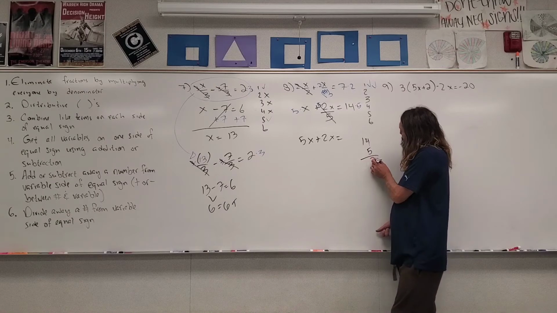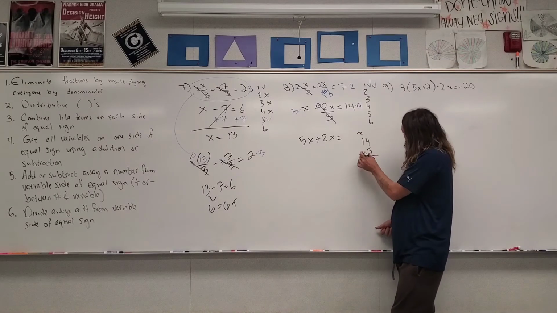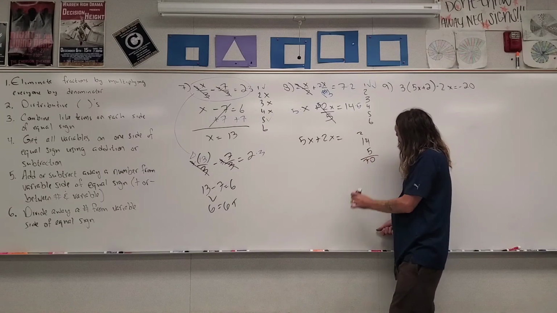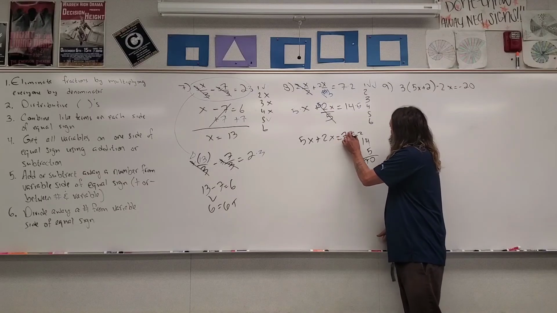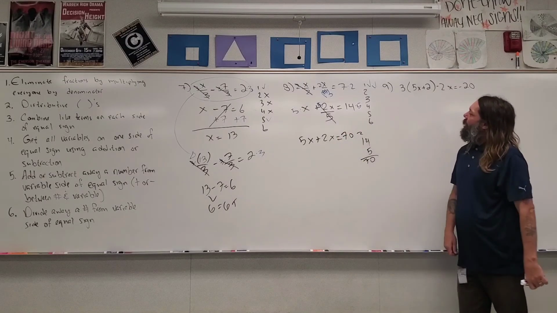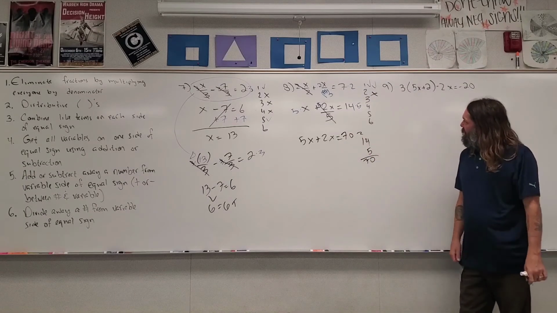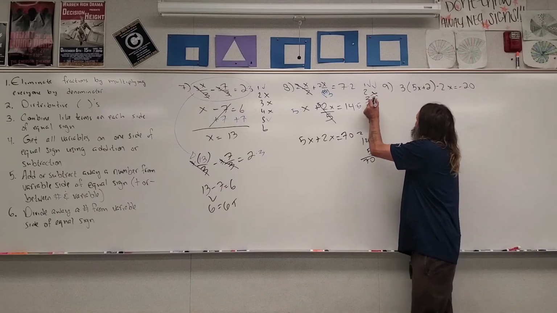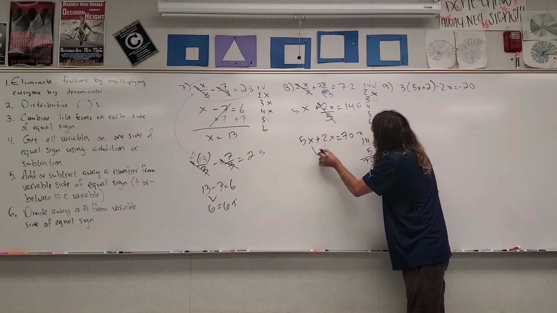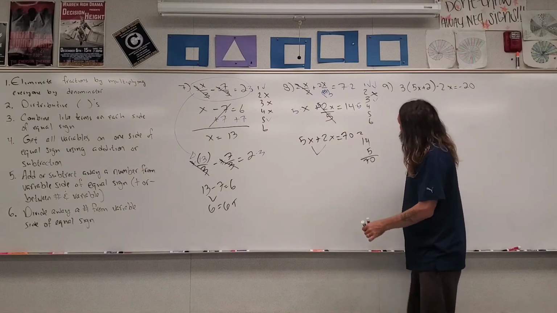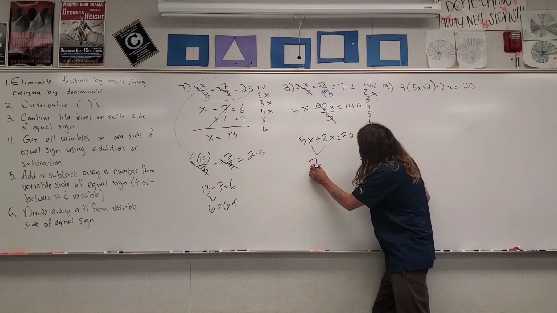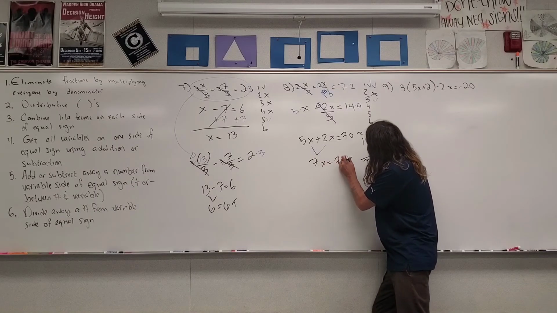That gives me a 0. Carry the 2. 5 times 1 is 5, plus 2 more, that's 70. So that's going to be equal to 70. Can I distribute? Nope. Can I combine like terms on each side of the equal sign? Yeah. This is looking a lot like problem 4, I believe, right? So 5x and 2x, now that gives me the 7x, and that's equal to 70.